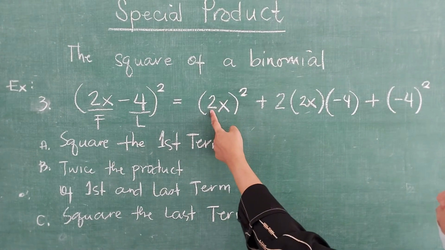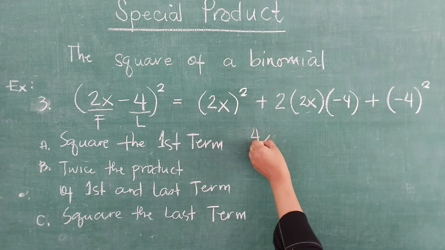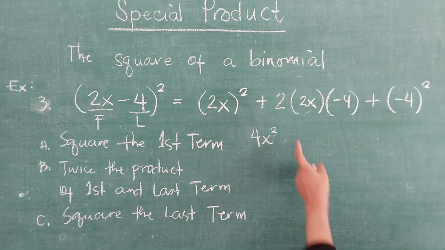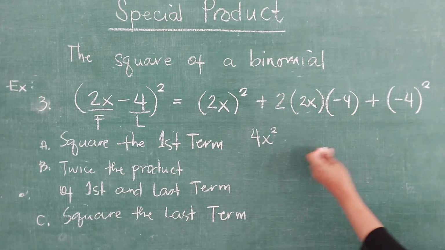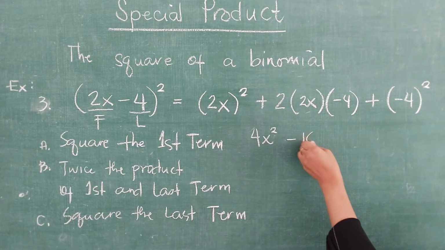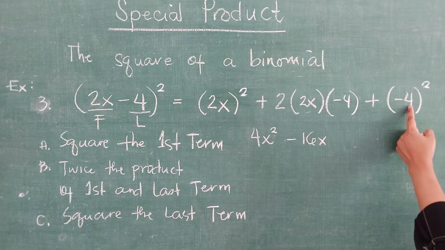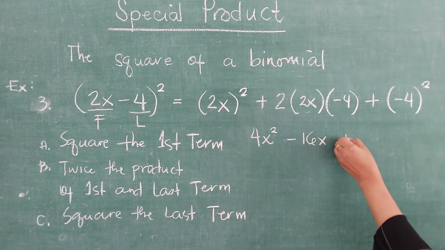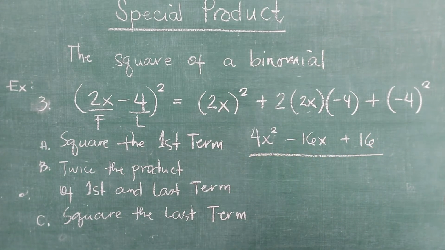Okay, so 2 times 2, magiging 4. X times x squared. 2 times 2, 4 times negative 4, negative 16x. Negative 4 times negative 4, magiging positive 16. So our final answer is 4x squared minus 16x plus 16.